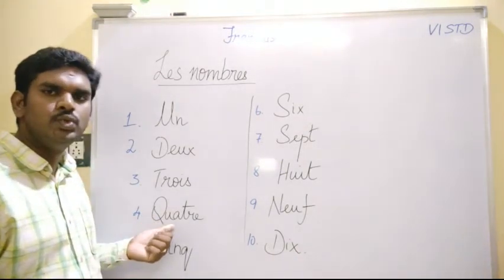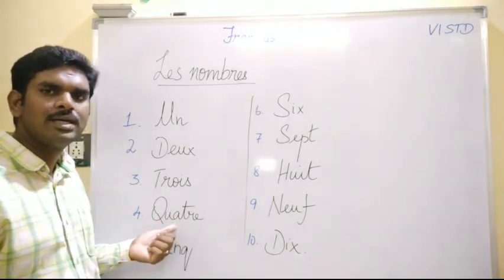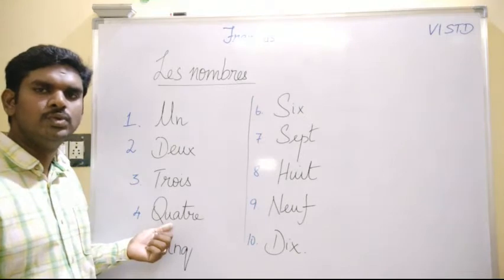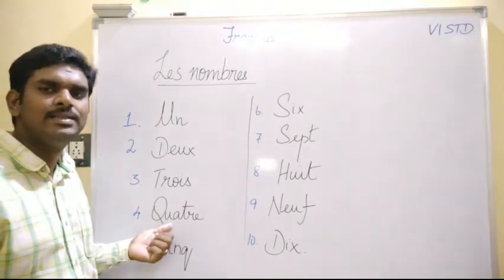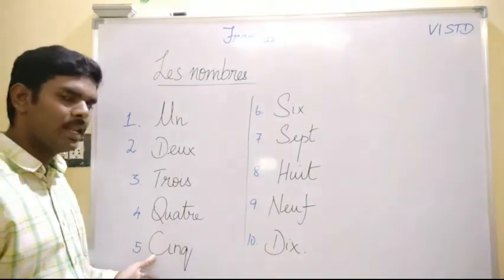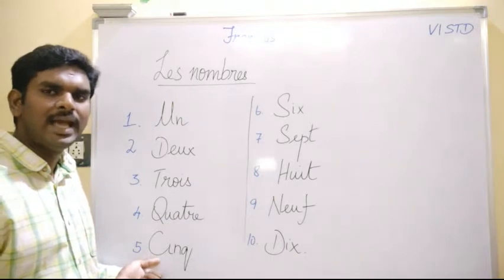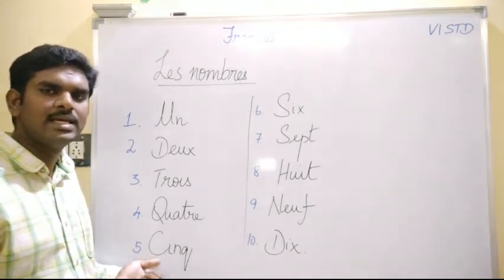Now quatre. Q, U, A, T, R, E. Quatre. Last one. Cinq. C, I, N, Q. Cinq.